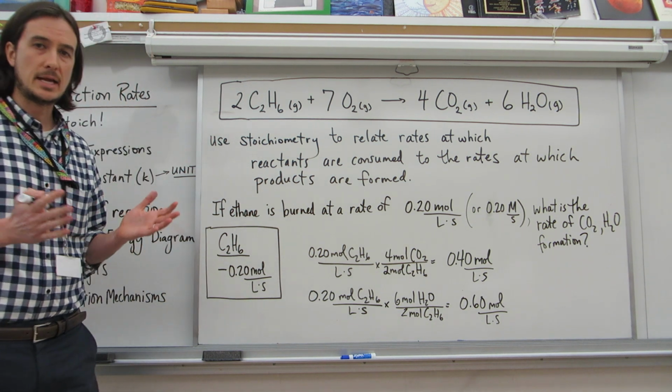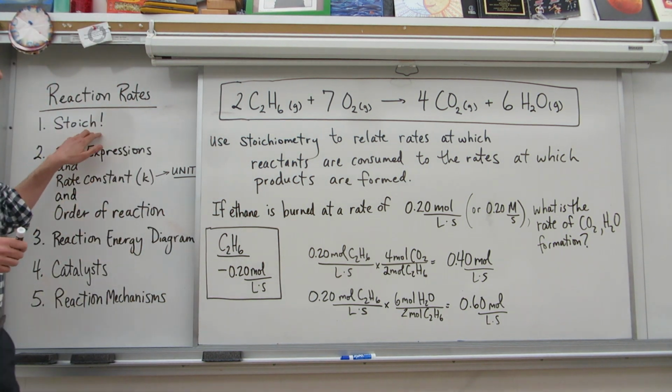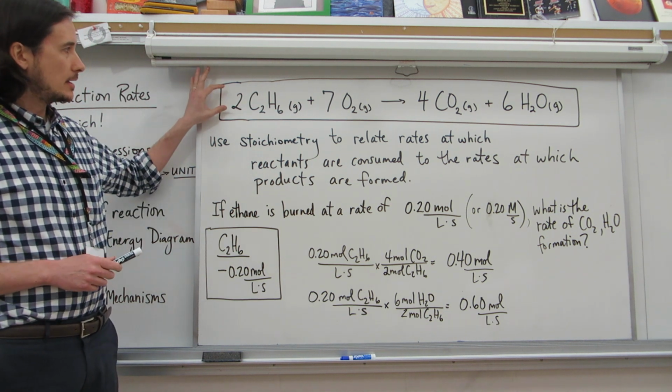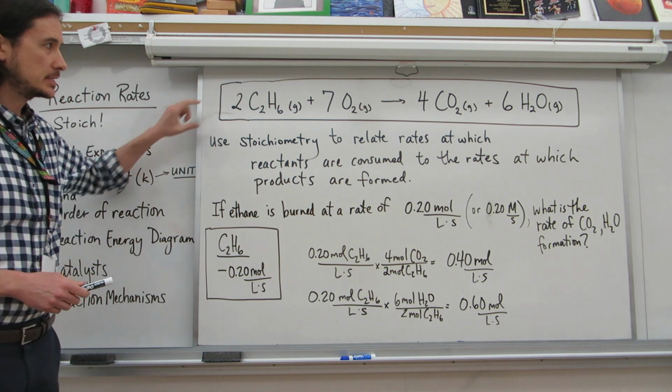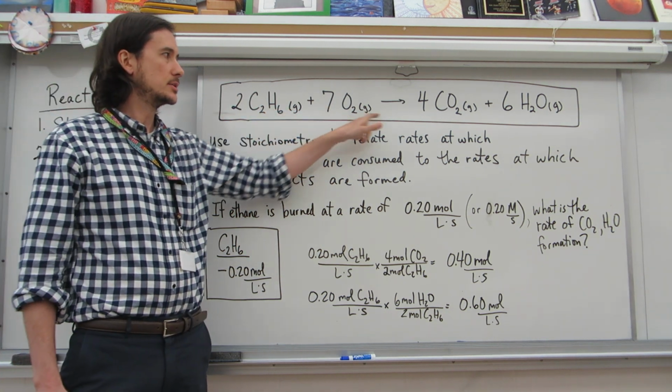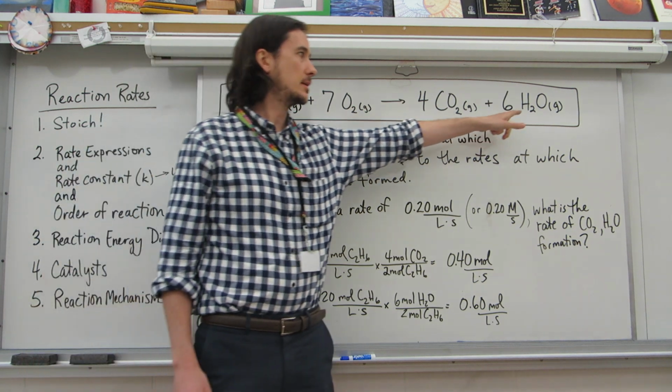So we're looking at reaction rates. First thing is remember stoichiometry. So here I have, and don't worry about this, you'll have a chance to write it down later. Here I have a balanced equation. We've got ethane reacting with oxygen, forming carbon dioxide and water.